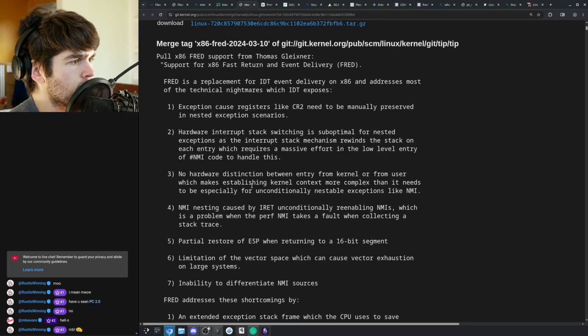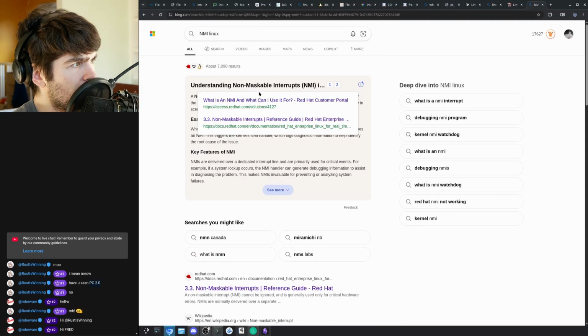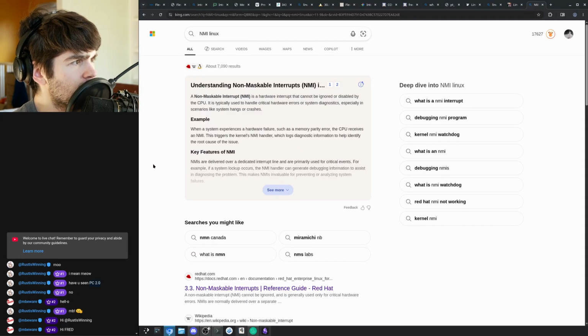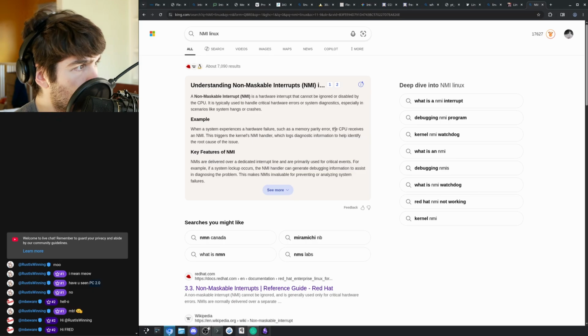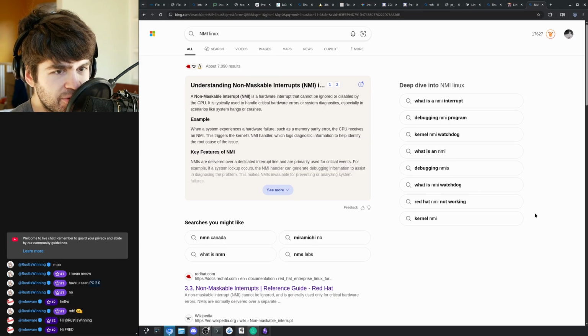No hardware distinction between entry from kernel or from user, which makes establishing kernel context more complex than it needs to be, especially for unconditionally nestable exceptions. What is an NMI? Thank you. A non-maskable interrupt is a hardware interrupt that cannot be ignored or disabled by the CPU. It is typically used to handle critical hardware errors or system diagnostics, especially in scenarios like system hangs or crashes. Okay, cool. Hi, FRED.